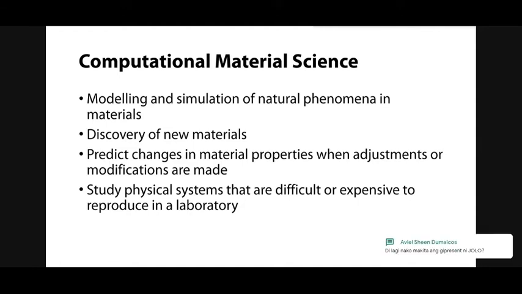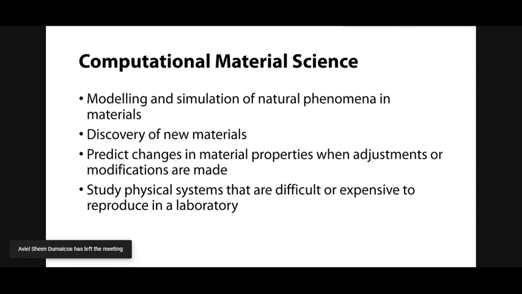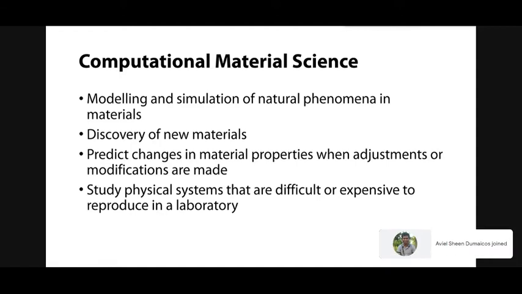surface. Although these things can be explored using experimental means, and traditionally speaking, material scientists are experimentalists, and most of their work, when they want to know what happens to a material if you perturb it or change something in it, the de facto is to perform an experiment. However, there are physical systems that are difficult or expensive to reproduce in a laboratory.